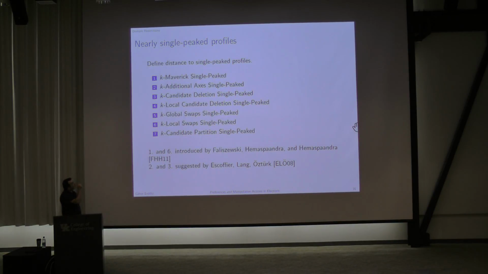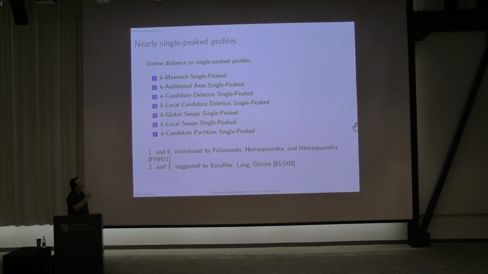So, the first case, we have k-Maverick single peak profiles. This means that we have a huge profile, we have voters, and we allow k voters to somehow mess up the single peak structure. So if we take away these k voters, these k mavericks, then the resulting election is single peak. Then k-additional axis single peakness. In this case, we don't want our structure to be single peak according to one axis, but to k plus one axes. So we can have k different axes, and each of the votes is single peak according to one of these axes.